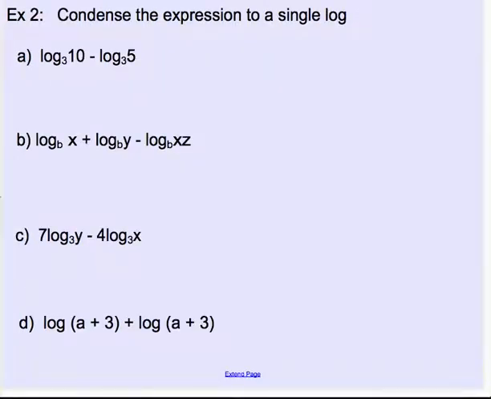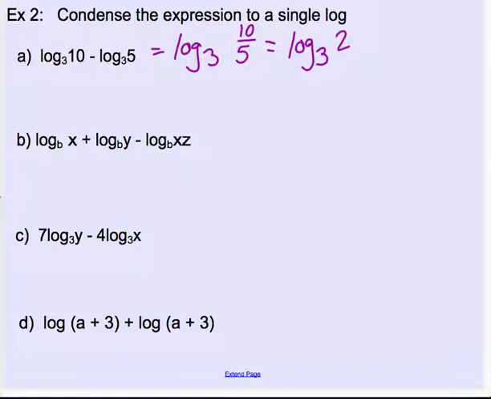Now we're going to take a look at some condensing. So working backwards. If I'm subtracting 2 logs, I condense it to division. So it becomes log base 3 of 10 divided by 5, or log base 3 of 2, which we can't evaluate because that's not a nice power of 3.